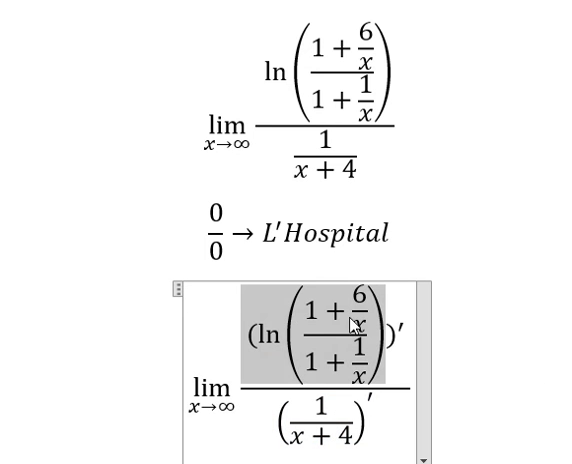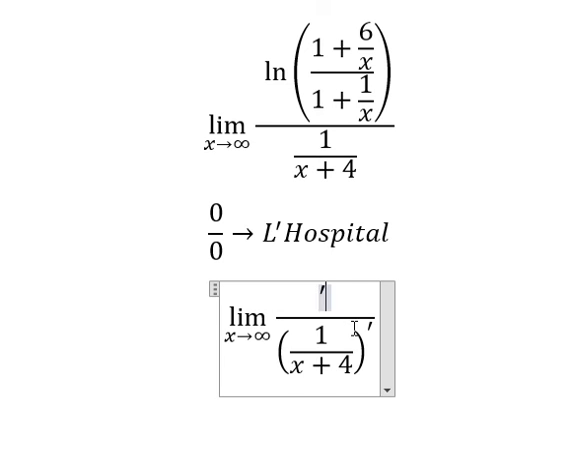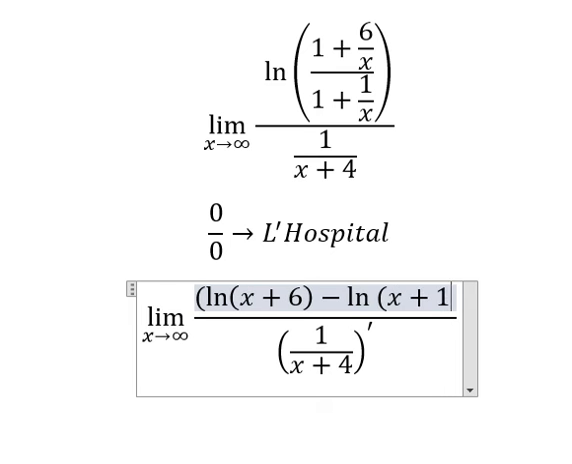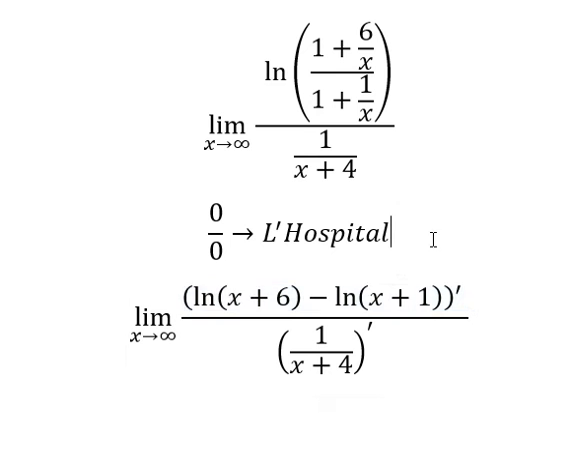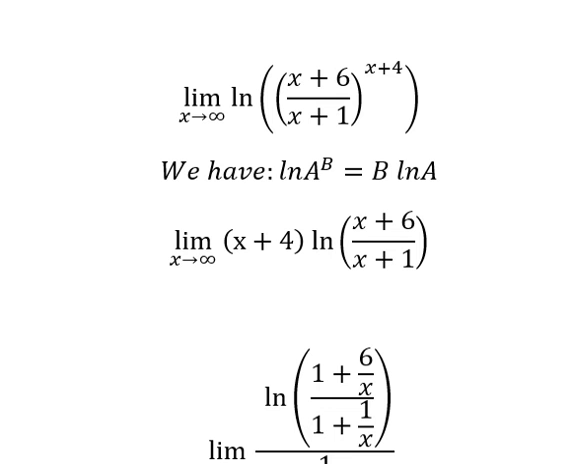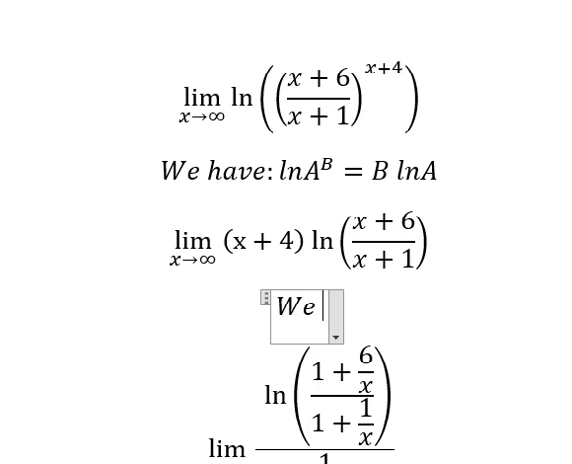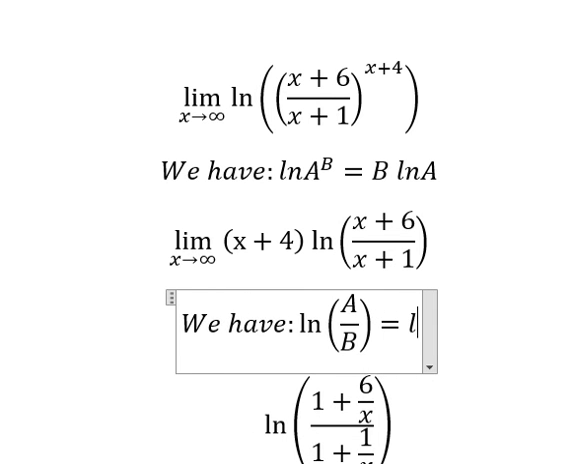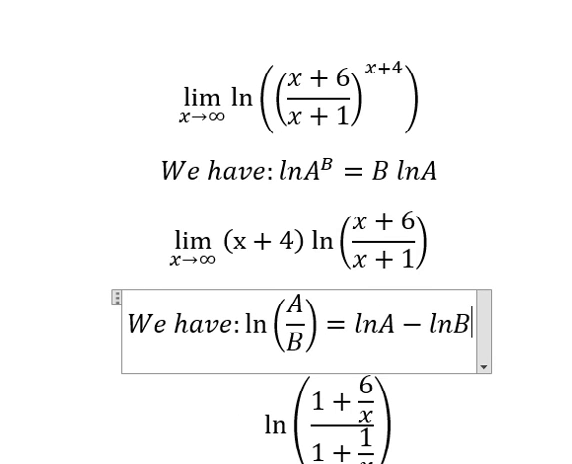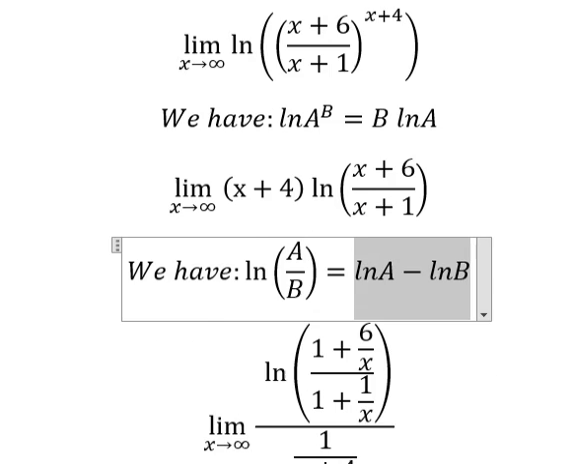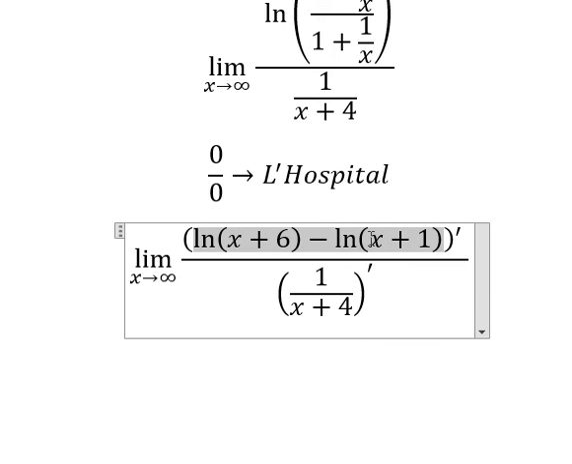So this one I will change back into ln of s plus 6 minus ln of s plus 1, because we have the formula in here. ln a over b equals ln a minus ln b. So we need to transform this one into this one. That's why we got this one in here.